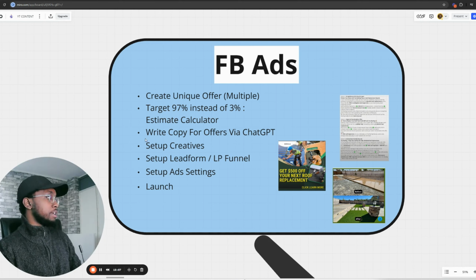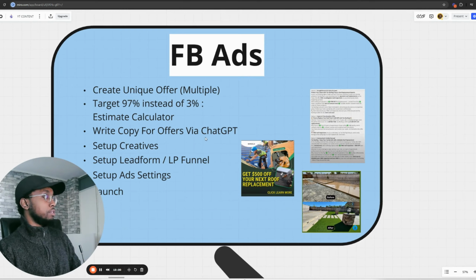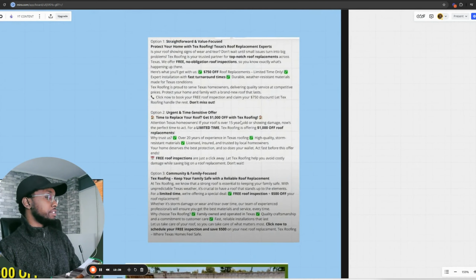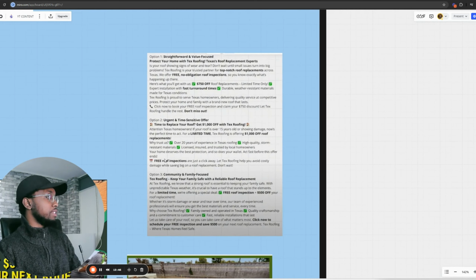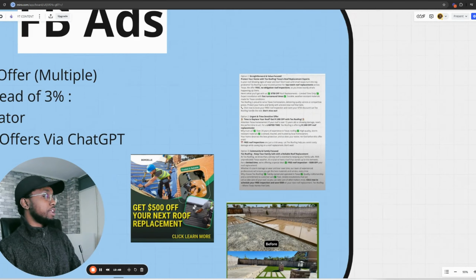So third thing is write a copy or copies for the offers that you are going to apply via ChatGPT. So ChatGPT is a software that you can use, right? And you can write a prompt of, okay, these are my offers, and write three separate Facebook ad creative copies tailored for these offers that you have put in, right? So for example, this is how one prompt can look like. So for example, option one, option two, option three, and then you have three different copies that you can apply on your Facebook ads.